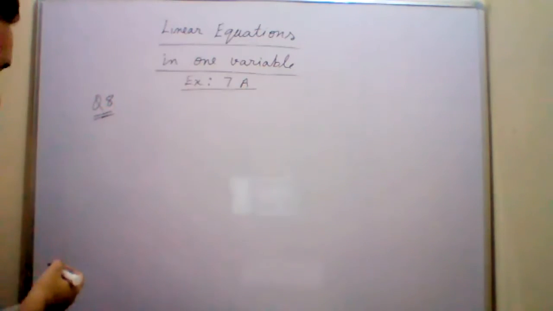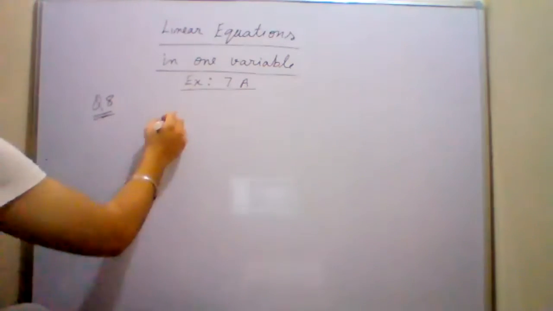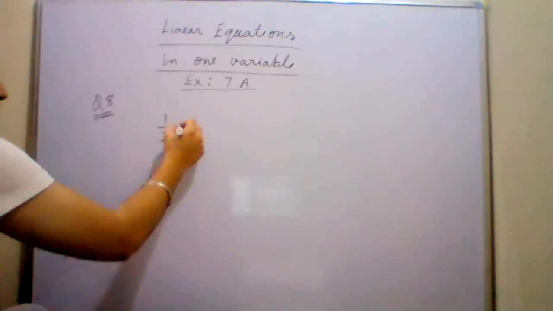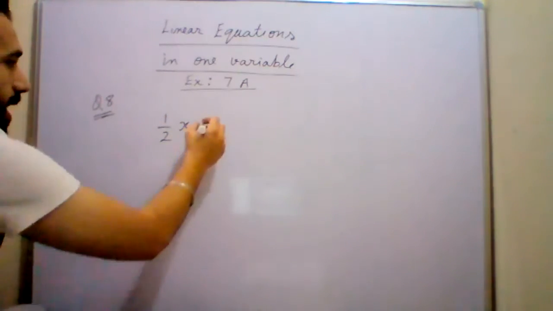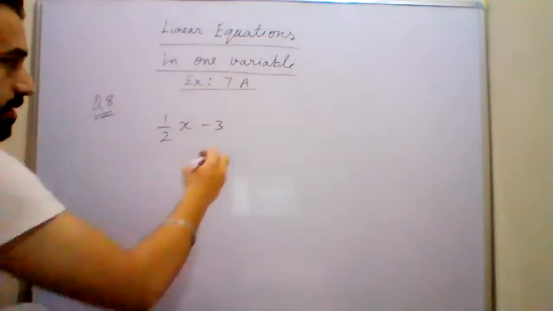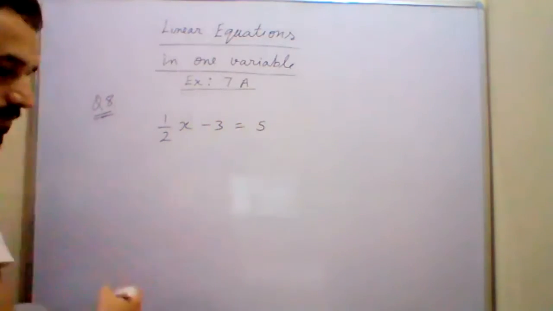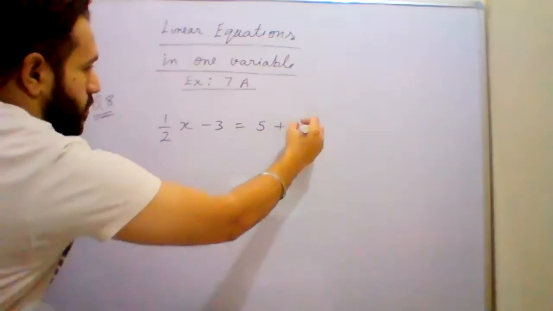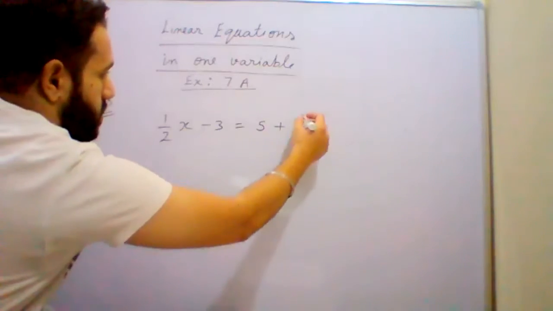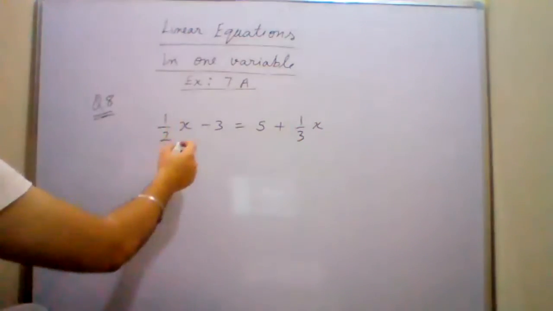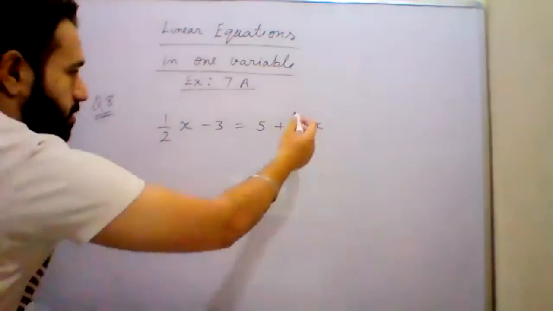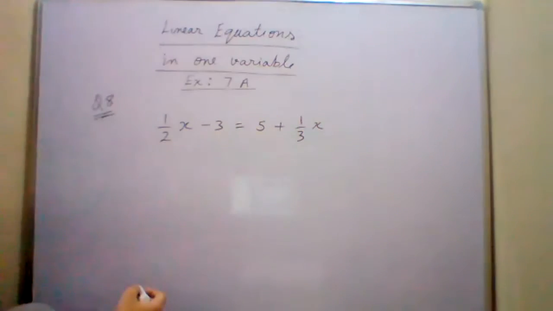Eighth question. 1/2x minus 3 equals to 5 plus 1/3x. This term has x in it. This term also has x in it. This is not having x.